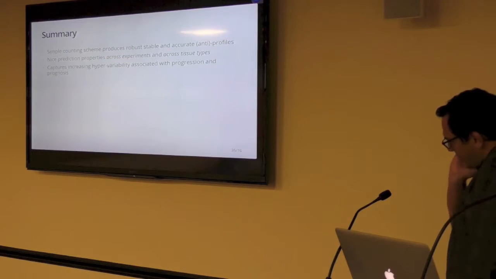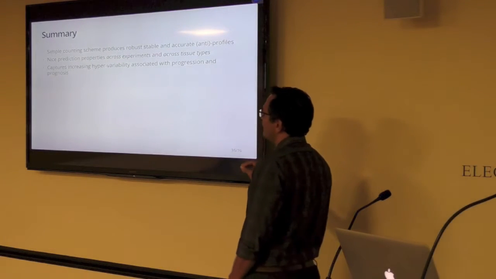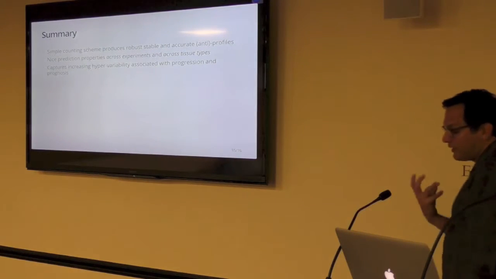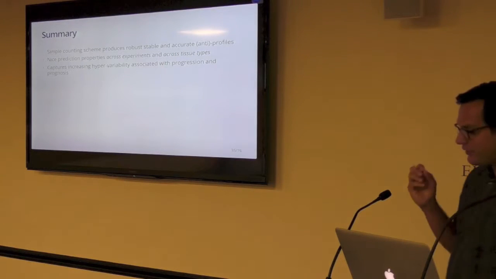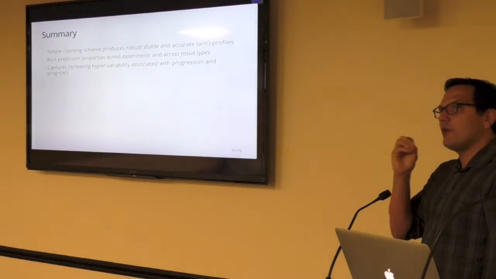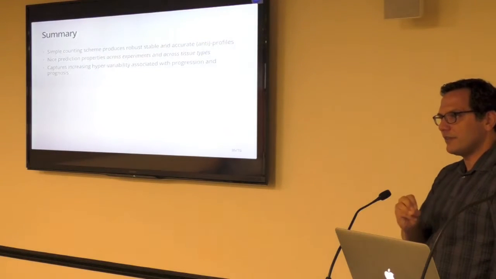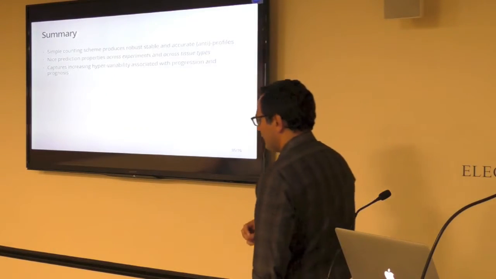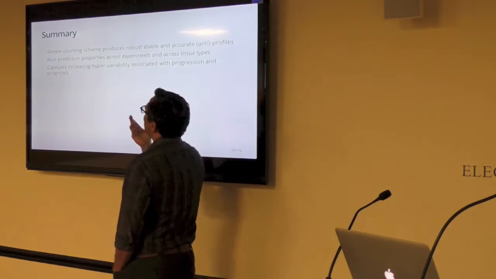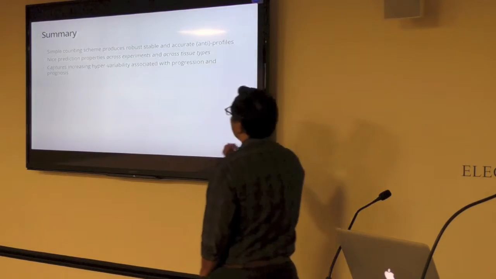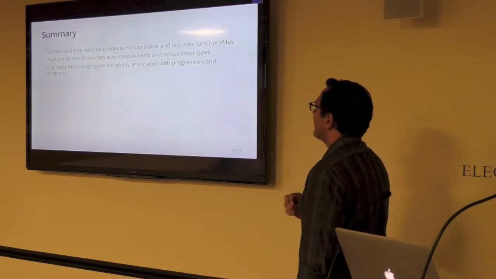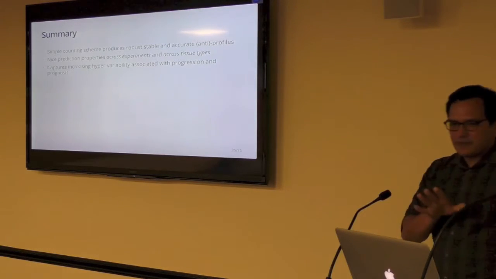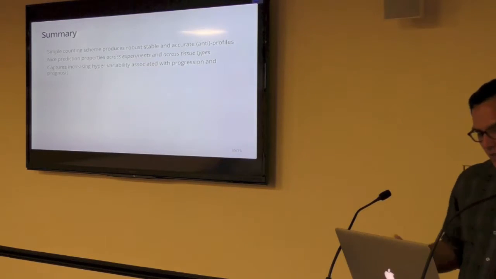All right, so in summary, we developed a very simple counting scheme that produces robust, stable, and accurate what we like to call anti-profile. We're not looking for what cancer looks like. What we want is a good estimate of what normal looks like and then capture deviation from that. And that's the important aspect of predicting in cancer. And it has nice prediction properties across experiments, which is what we're looking for, and across tissue types, which I think gives us some pretty deep insight into how cancer behaves. And again, it captures increasing hypervariability associated with progression and prognosis.